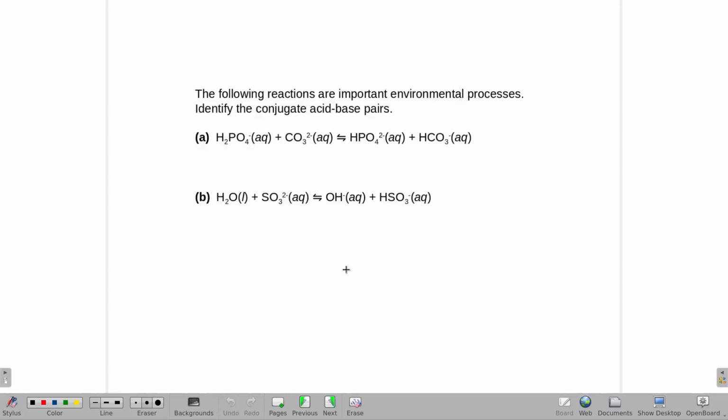Alright, let's do some more with these. Let's see if we can figure out what the pairs are here. And then we're going to take this a step further and see if we can figure out which direction the reaction seems to go. Alright, so first one.